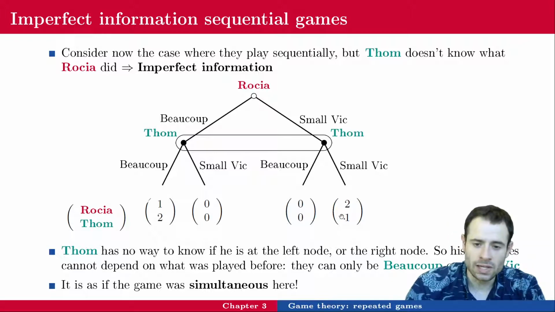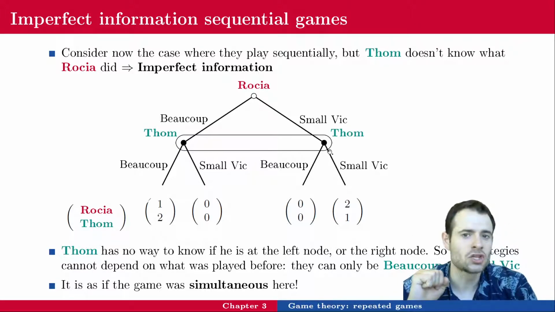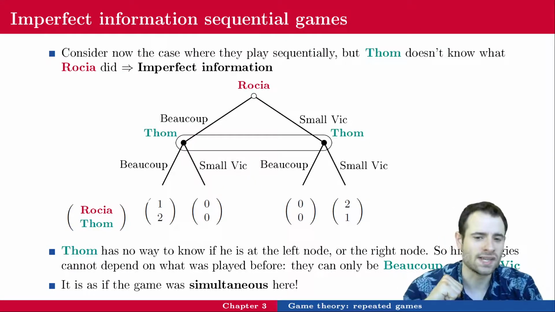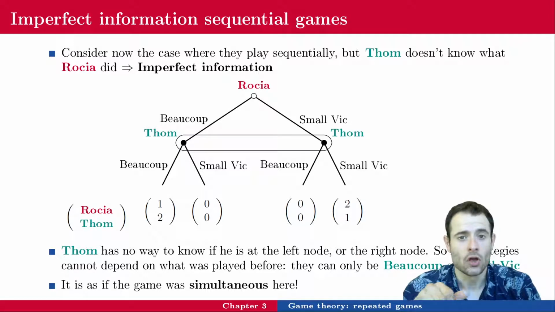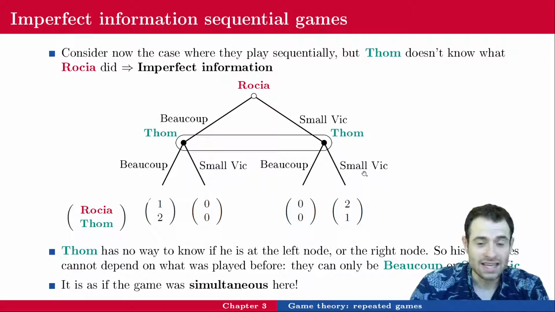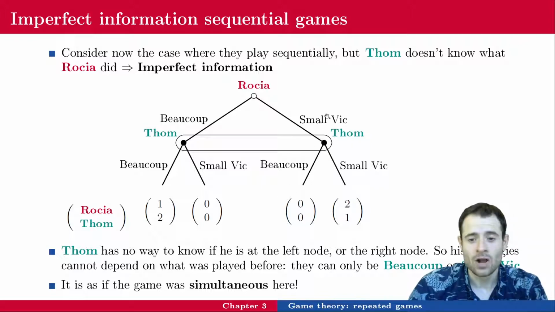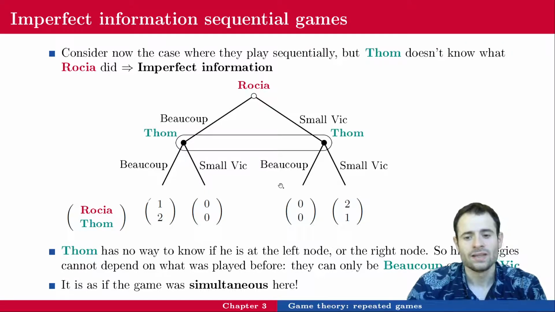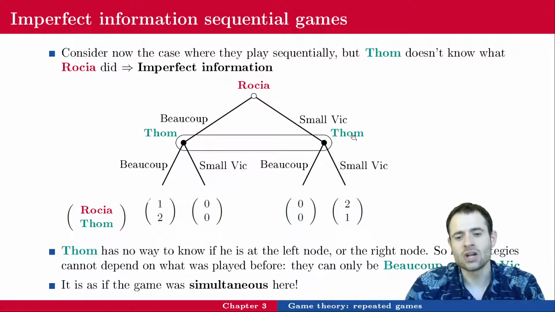This is particularly important because if you remember the definition of a subgame, the second part of the definition was saying that a subgame does not cut an information set. So this is not a subgame anymore because it is cutting the information set. The idea is that this is not a subgame because Tom does not know if Rosia went to Small Victory or not.